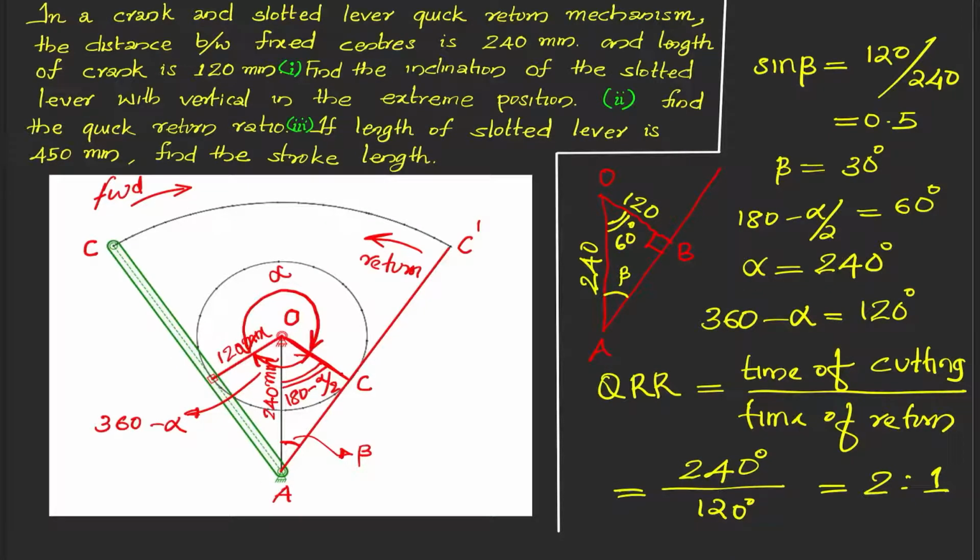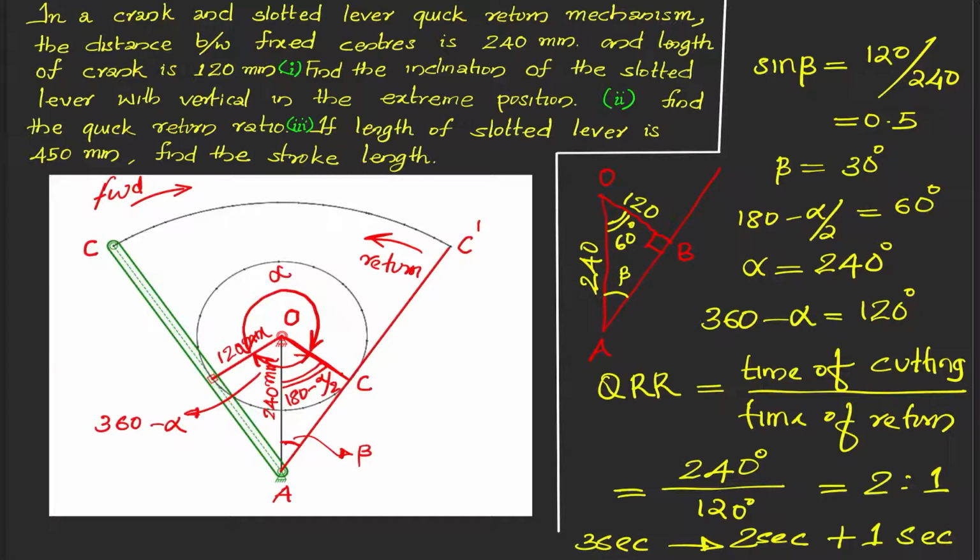2:1 meaning if the total time for both the forward and return stroke is 3 seconds, then 2 seconds for cutting. So 2 seconds for cutting and 1 second will be used for return. So most time is used for cutting because we have to remove material. So that will be taking much time, and return will be occurring easily or within a limited time, that is 1 second. That is the meaning of this quick return ratio.